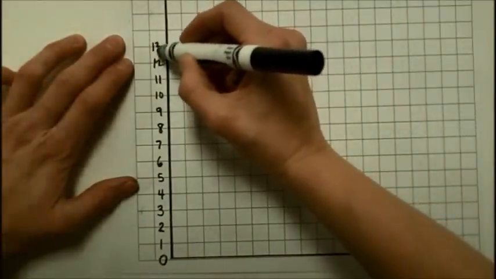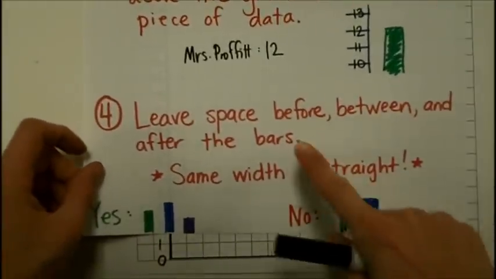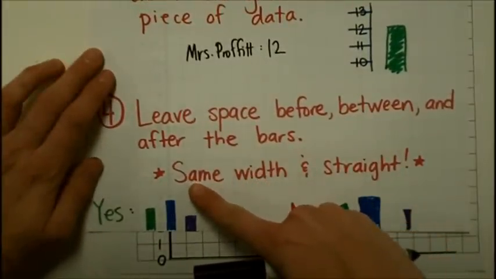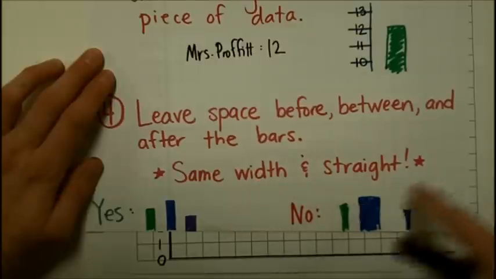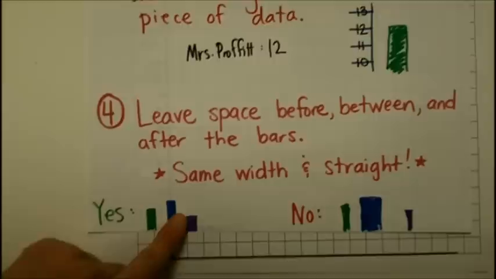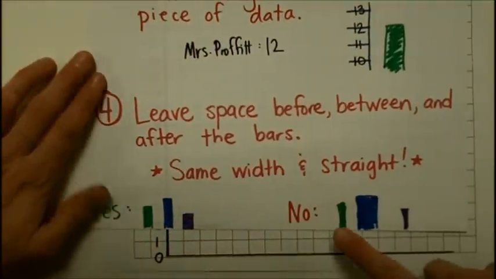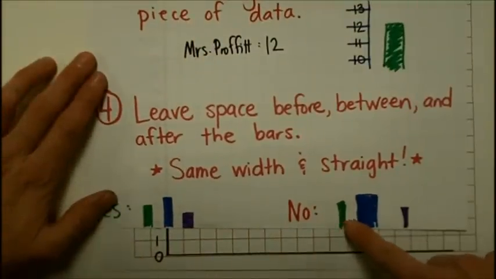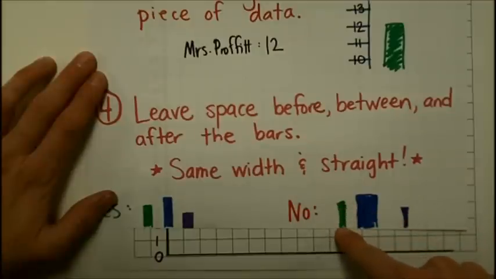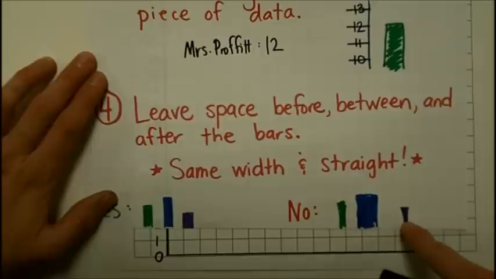12 and 13. Good. Now I'm going to leave space before, between, and after the bars. And I'm going to make sure that each bar is the same width and it's straight. So here's a good example. You can see that there's space in between each bar and before them. Here's a poor example. The amount of space in between the bars changes, as well as the width of the bar. See, we have a skinny bar, a really fat bar, an even skinnier bar with big spaces in between.